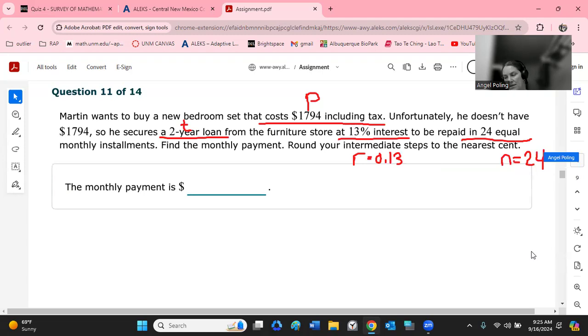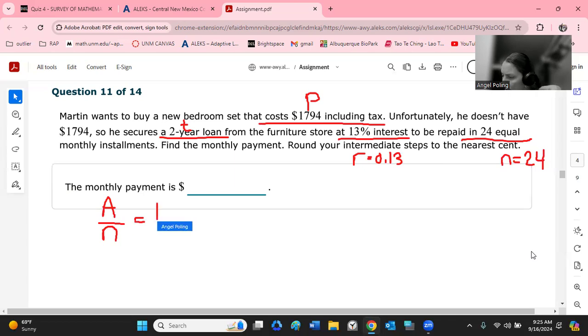Find the monthly payment, round your intermediate steps to the nearest cent. So the monthly payment, A over N. So you're going to take the future amount and divide by the number of payments that you're making, right?